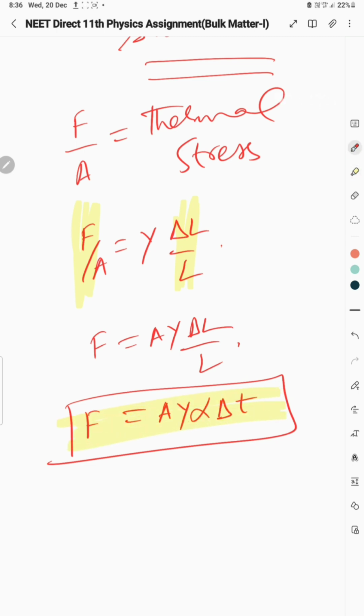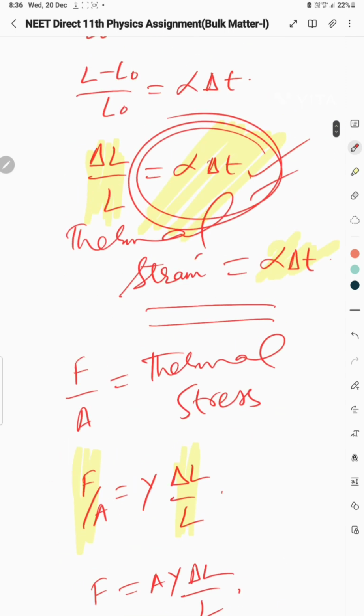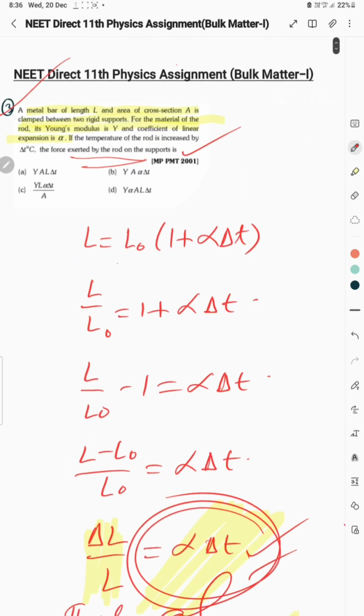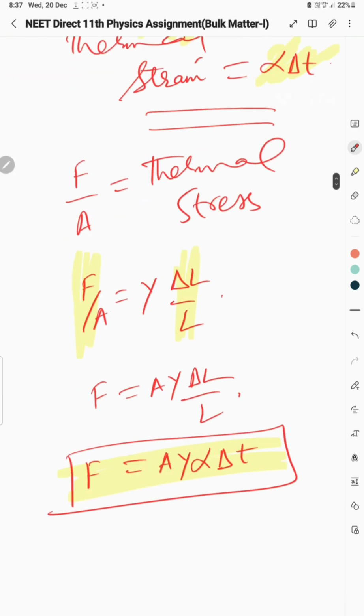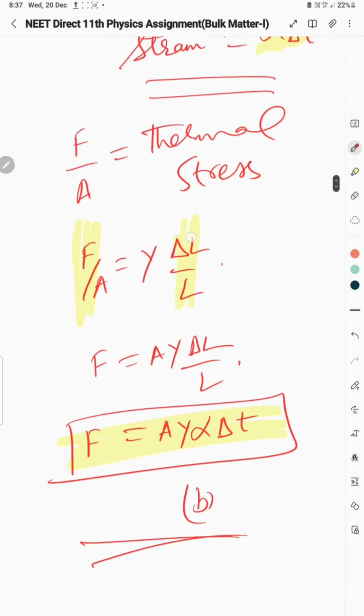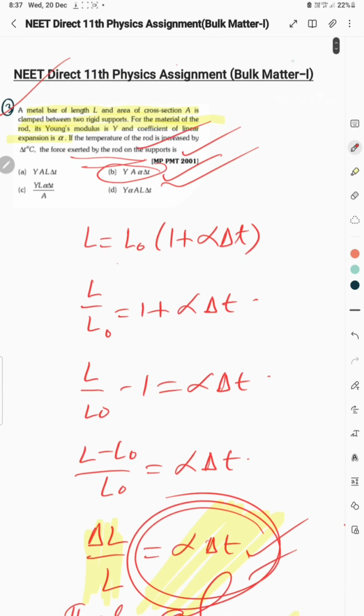Now let's check out which option it is, A Y alpha delta T. A Y alpha delta T. This happens to be option B. So option B is the correct option for this problem, right?